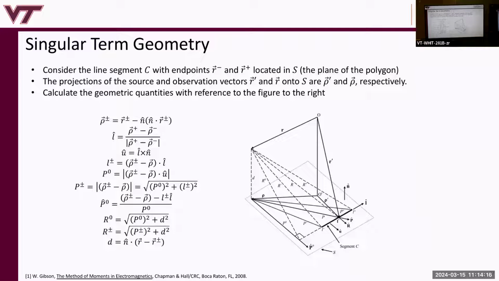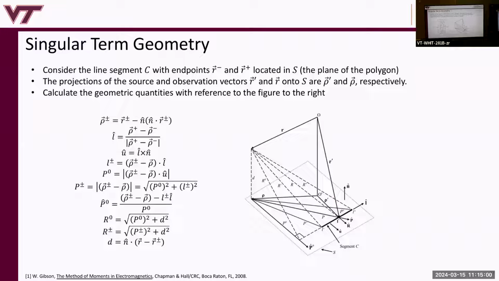But to do that, we need to understand how to parameterize the sides of the triangle so that we can integrate around them. And to do that, we use this following geometry. All right. So consider a line segment. Here's a line segment, this dark line here. Consider a line segment, C. First let me describe the coordinate system. Here's the origin, O, of the global coordinate system. There's a position vector, R, which points to the observation point, right? There's another position vector, R prime, which points to the source point, all right?